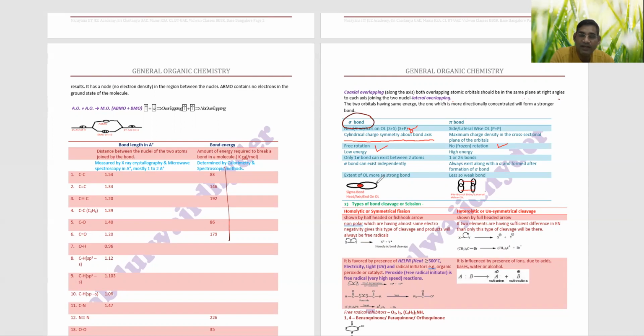The extent of overlapping in head-on or axis bonding will be more than in the pi bond. So head-on overlapping will be like this, and pi bond overlapping will be like this. So this is sigma bond and this is pi bond. So here the extent of overlapping will be more, here the extent of overlapping will be less. Now see what next is.